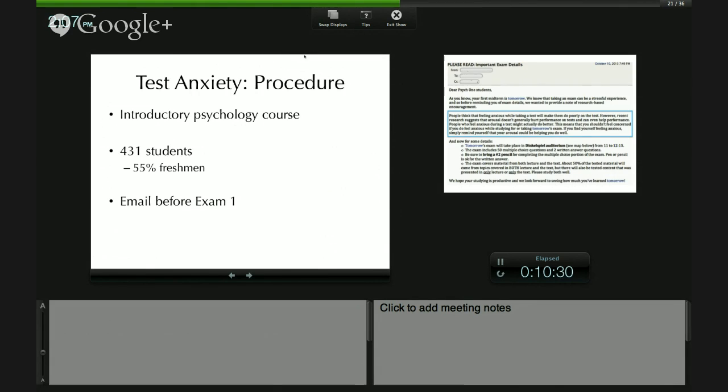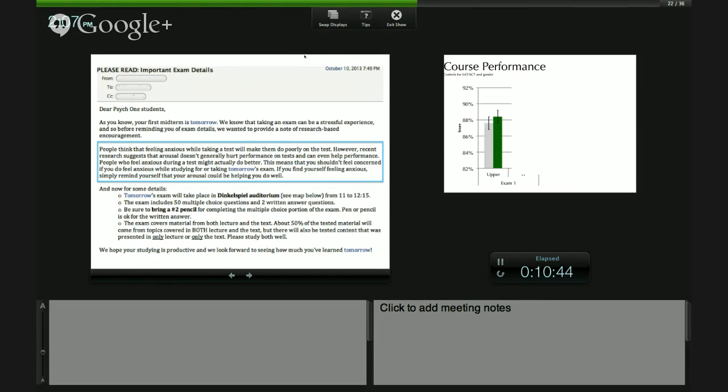And so we did this in an introductory psychology course with about 430 students, half of whom were freshmen, and they simply got an email before exam 1, this was standard practice for this course, reminding students that in fact they did have an exam the next day and they should bring their number 2 pencil. And all we did is we embedded an extra paragraph in that email. So this is the one for the reappraisal students.